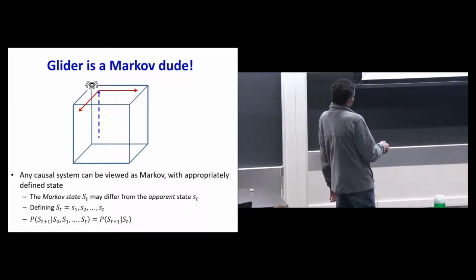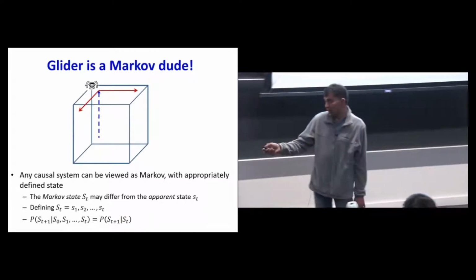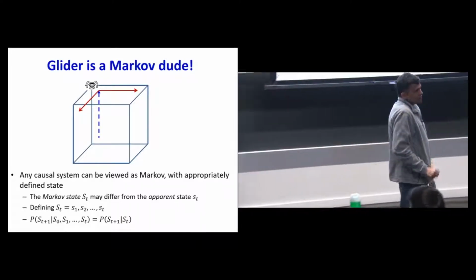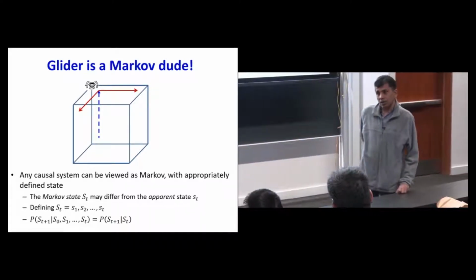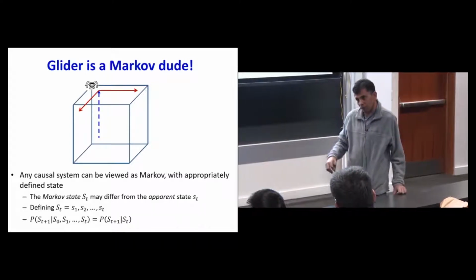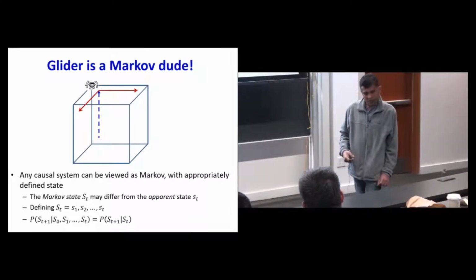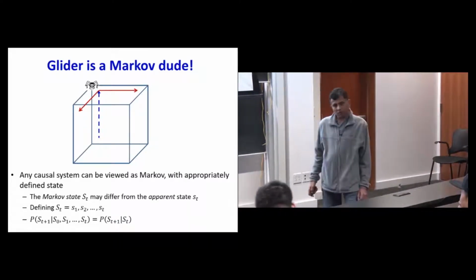So the Markov state is going to be different from the apparent state. Here, for example, the Markov state was an edge. The apparent state is a corner. So the apparent state is what you see. The Markov state may be the combination of the sequence of apparent states that actually led to the current situation, right?